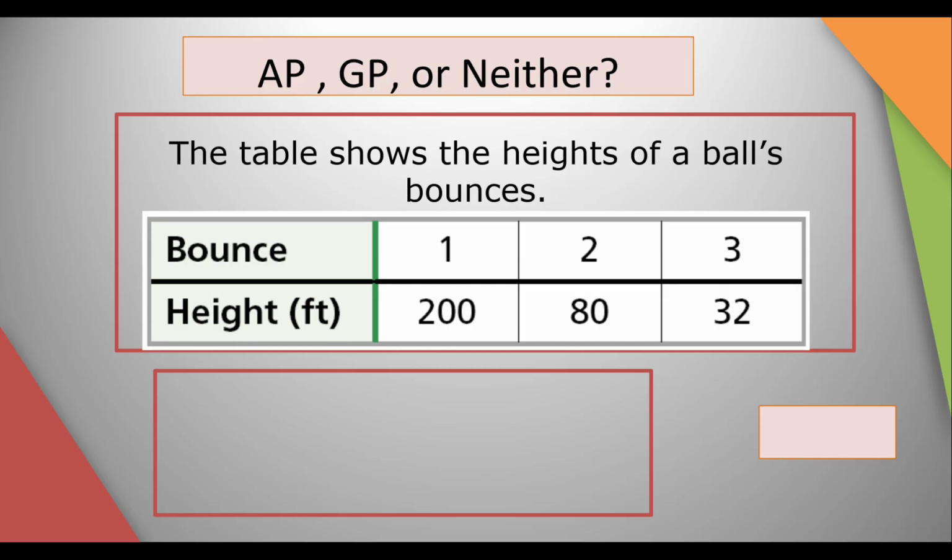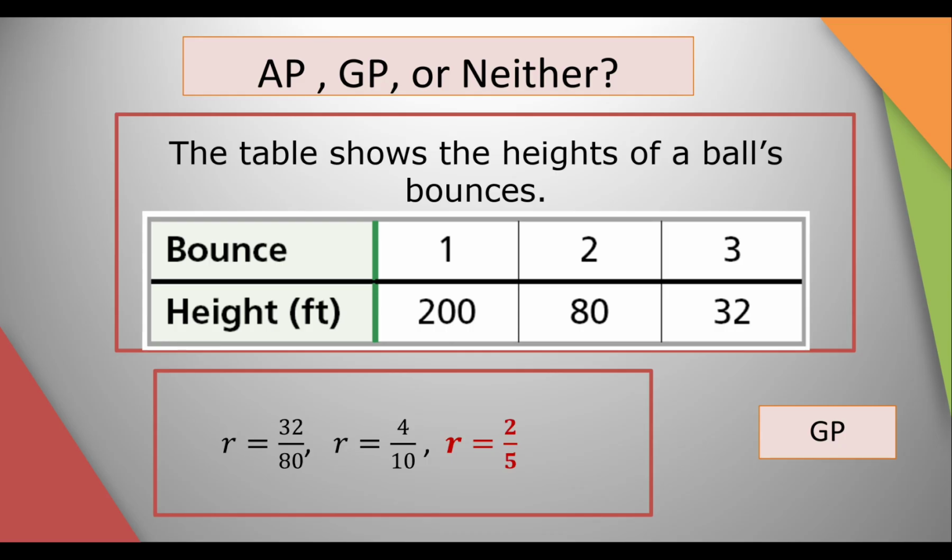And the answer is, it is a GP. Why? Let us take note. Let's get the common ratio. How do we get again the common ratio for this? We get the term on the right, which is 32. We divide it by the term on the left, which is 80.